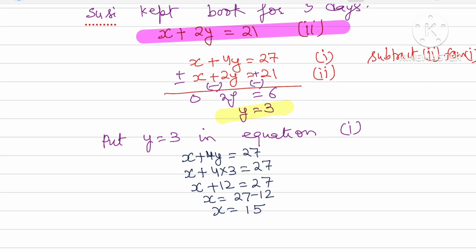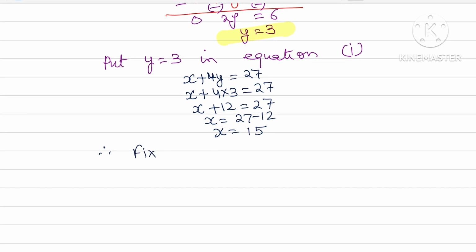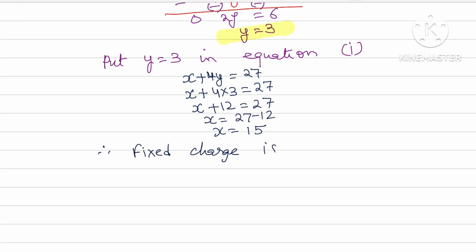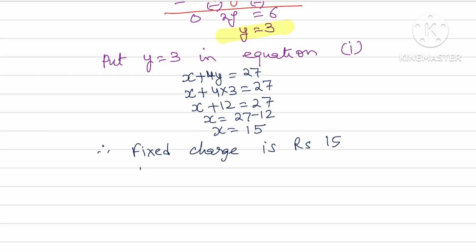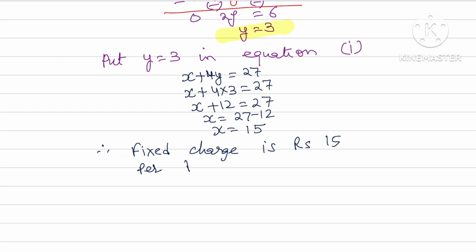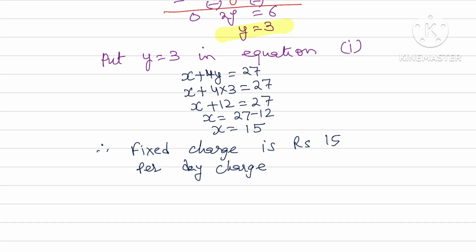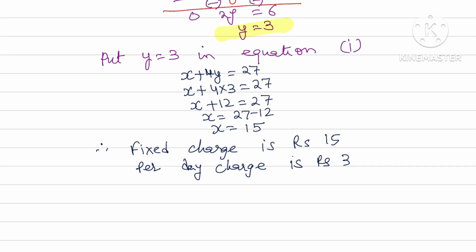So the fixed charge is 15, that is for 3 days, and the per day charge is 3 rupees per day. Fixed charge is rupees 15, and per day charge is rupees 3.